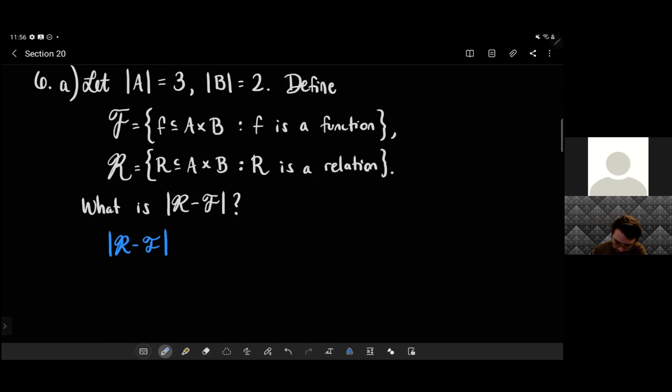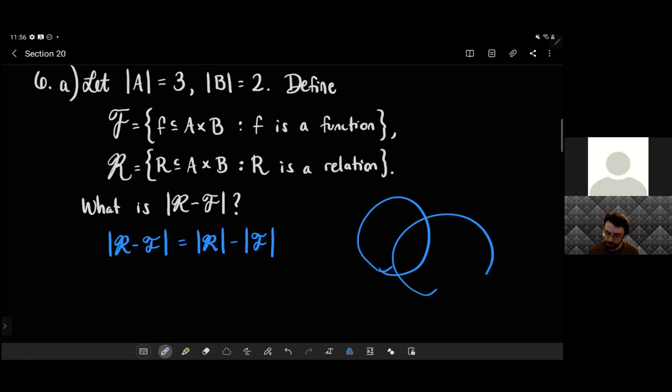R minus F, because one is a subset of the other, you can actually split this up. You can't do that in general, right? If they had this relationship where this was R and this was F, and I was looking at R minus F, I would just be looking at this part. So really, I would need to take the cardinality of R minus the intersection of the two. But when they're nested, the intersection is actually all of F. So I can just subtract all of it.